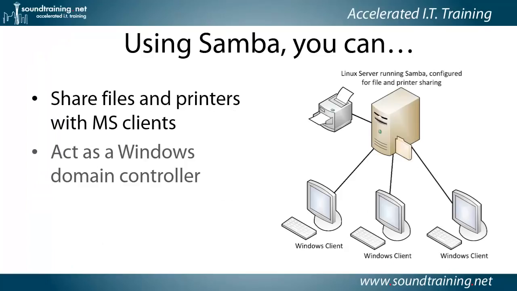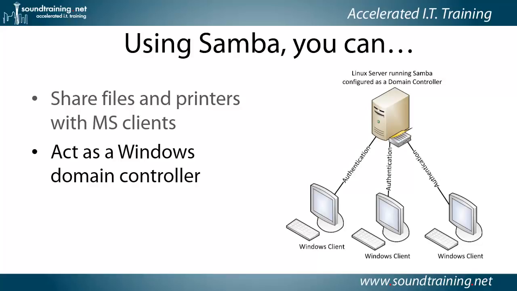What can you do with Samba? Well, the main thing that most people seem to use it for is sharing files and printers with Microsoft clients from a Linux server. As you can see in the diagram, there's a Linux server running Samba with a printer attached to it, and it's configured for file and printer sharing. And then you have Windows clients, maybe Windows 7 or XP or even older Windows clients, connecting and accessing file shares and the printer. You can also use it for authentication, to set it up as a Windows domain controller, although I don't see that done nearly as much as the file sharing.